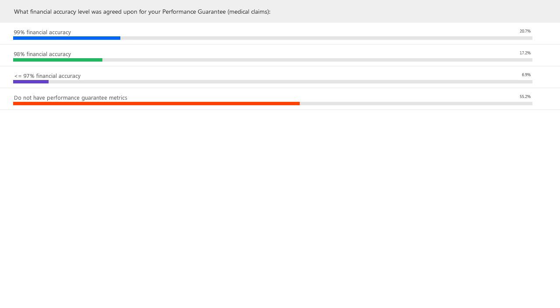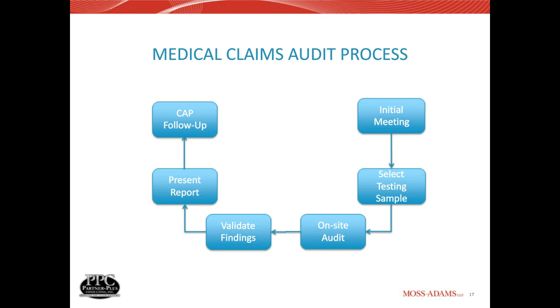Okay, so thanks, Bertha. And next, we're going to talk about the process for medical claims audits. Oftentimes, when we talk about audits, there's a question of, what actually happens in the process? So we just want to take a few moments to walk through these different steps. First, it really starts with the initial meeting with the employer, where we confirm the objective, scope and approach, and here we confirm the sampling method and the number of claims that will be tested.